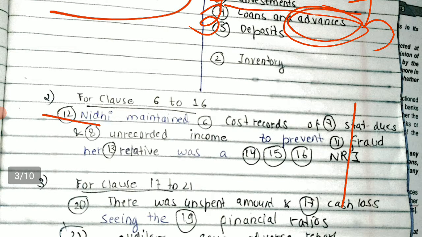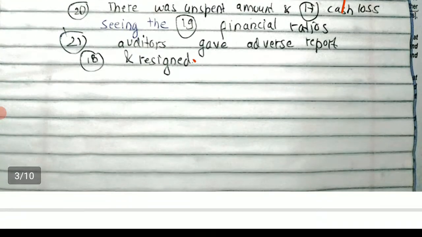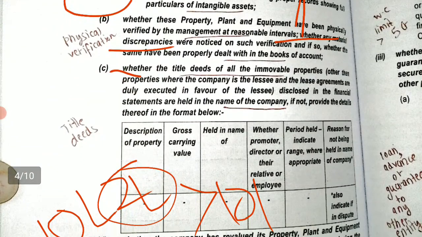What was it about? It was about Nidhi. So Nidhi maintains cost records of the statutory dues and unrecorded income to prevent the company from fraud, and Nidhi's relative is the NRI. Okay, so let's start with clause number 6.